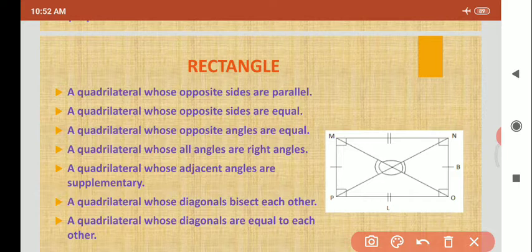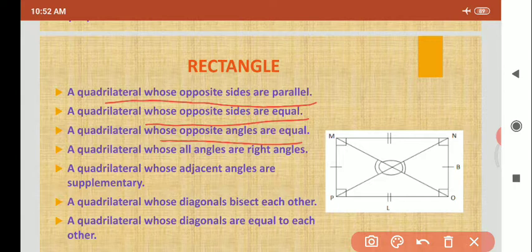It is a quadrilateral whose opposite sides are parallel, as in a parallelogram, and whose opposite sides are equal, also as in a parallelogram. It means a rectangle and a parallelogram have the same property, and in both the opposite angles are equal.